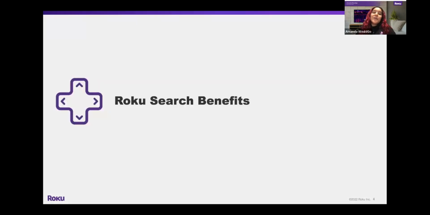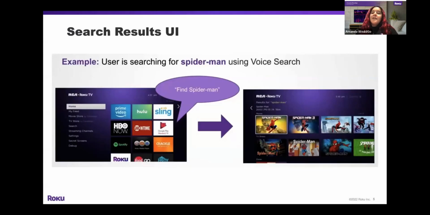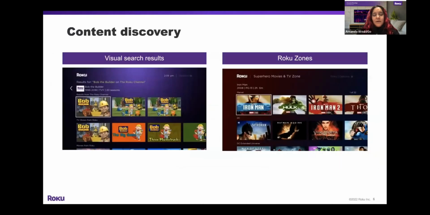We're going to start off today with the Roku Search benefits. First of all, having a Roku Search feed allows users to find your titles that are in your channel by using voice search or text search to find results. This leads to content discovery. We have visual search results here on the left, and Roku Zones is shown on the right.